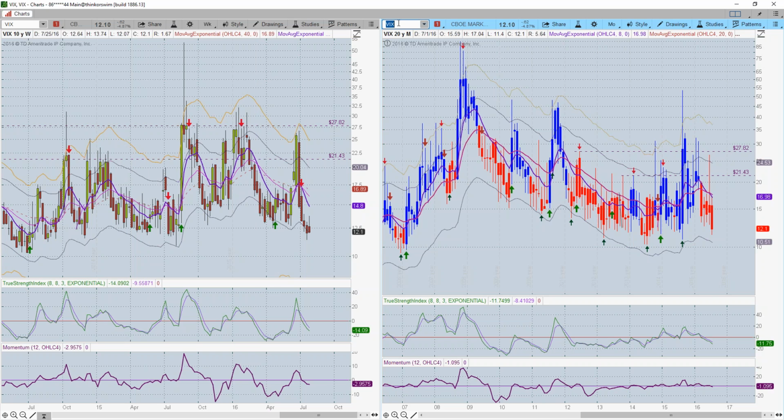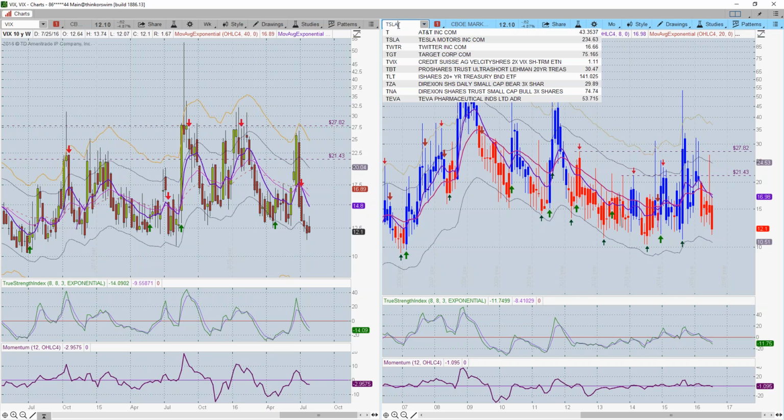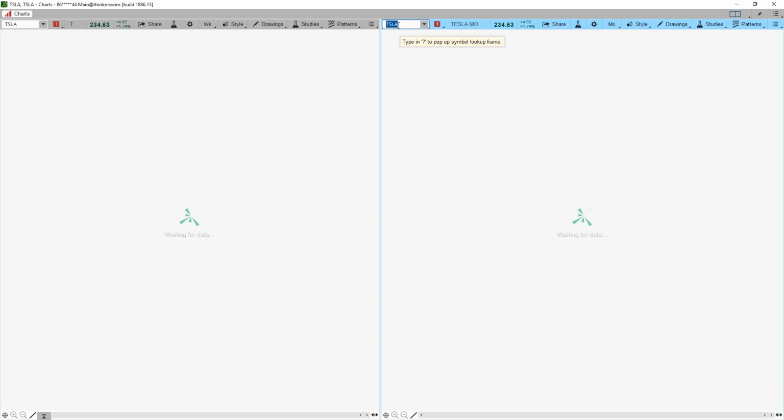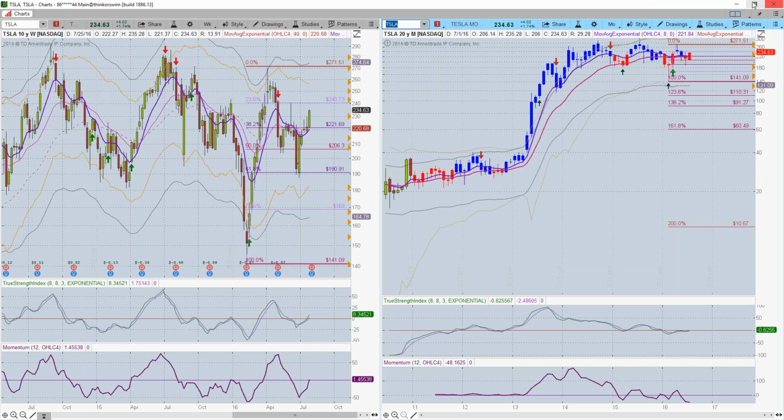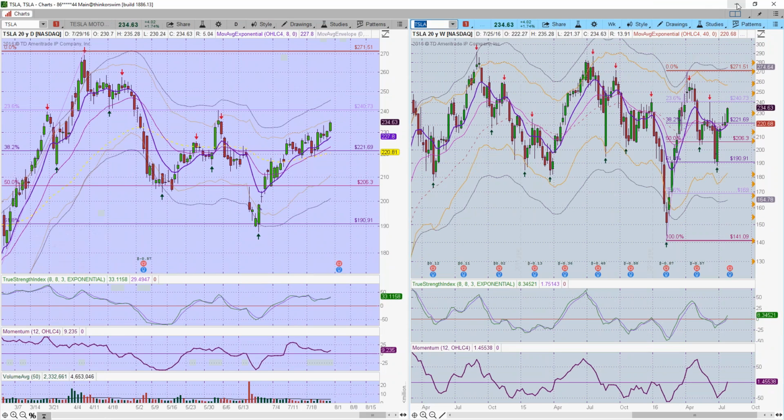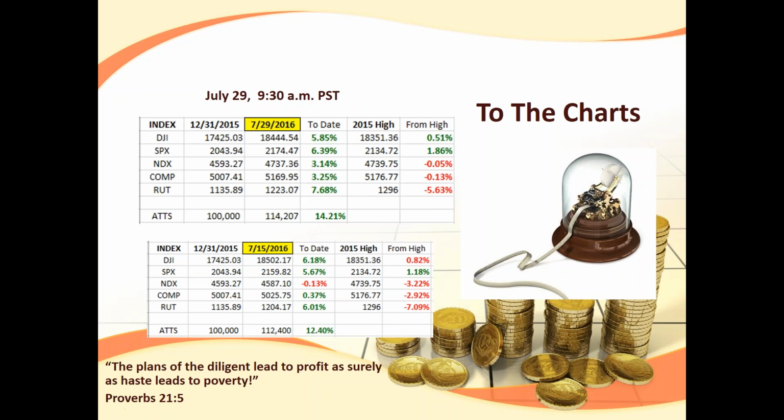Okay, but I wanted to just highlight that on this weekend section. We'll be coming back and looking at a couple of other stocks here shortly. So I'll just set it up with Tesla as we move forward.